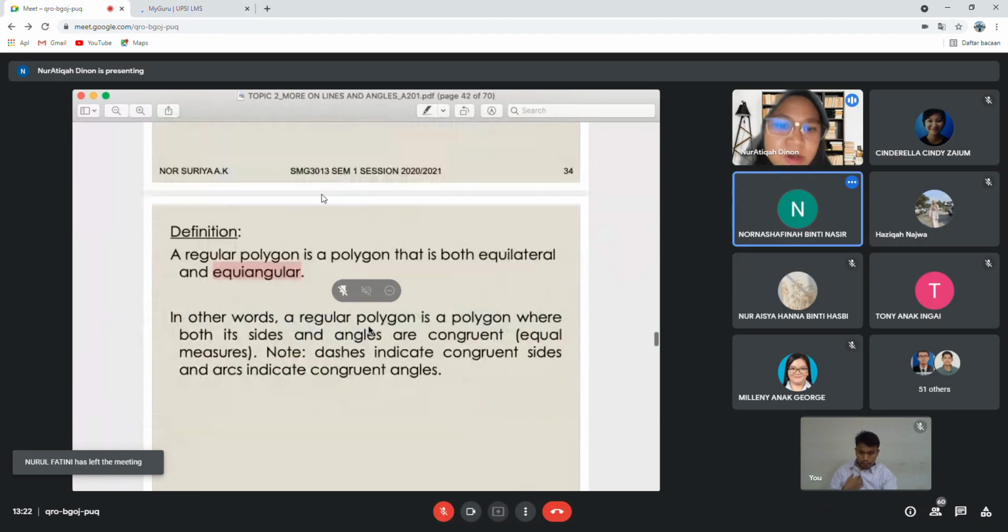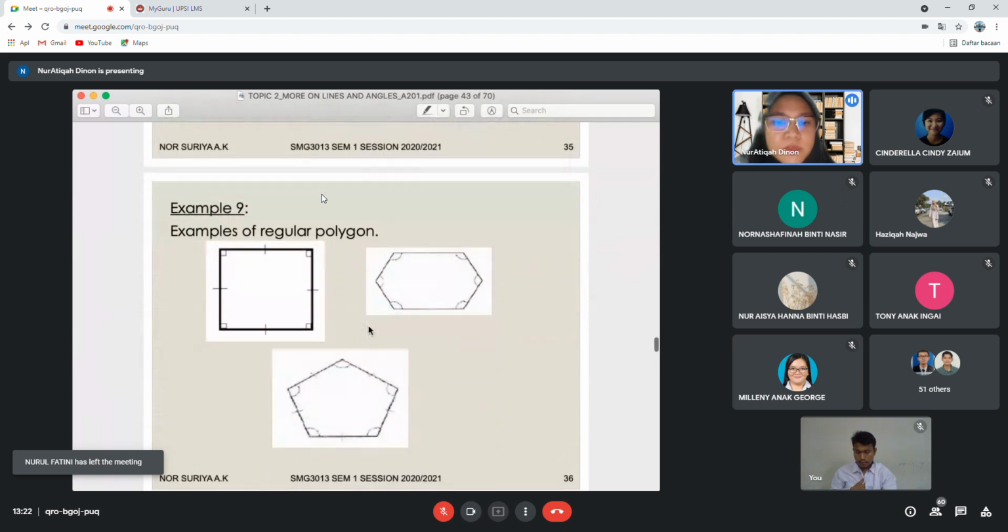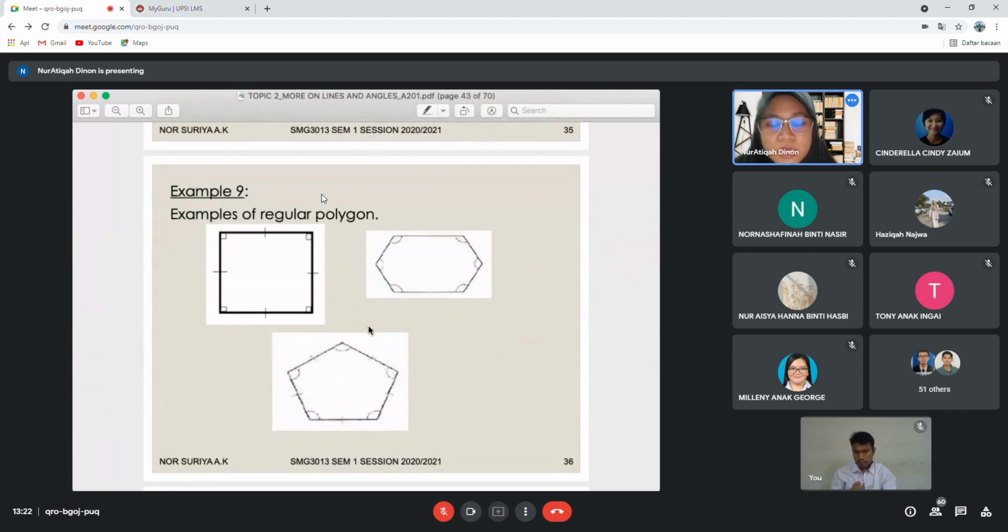Rhombus. Rhombus. Good job. Yeah. A rhombus is equilateral, but it's not equiangular.